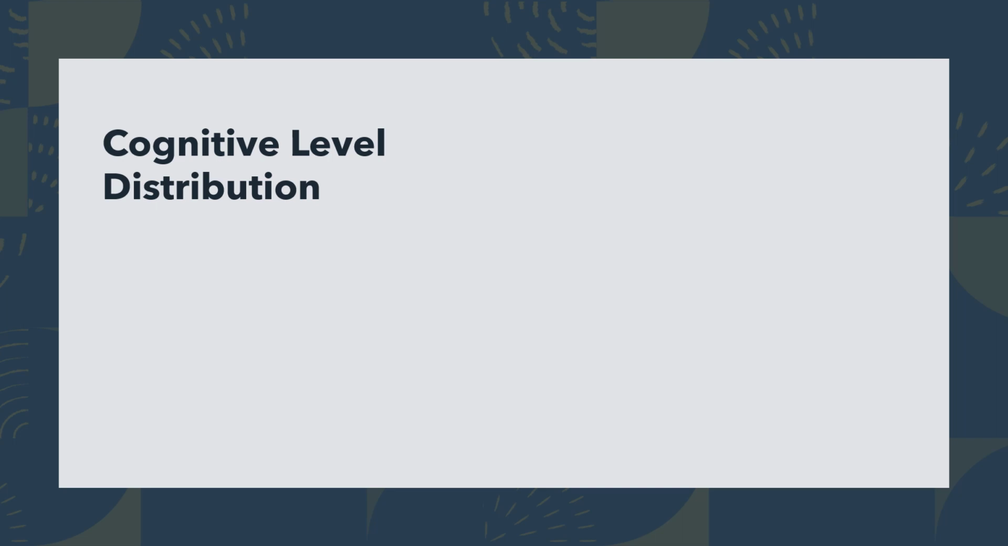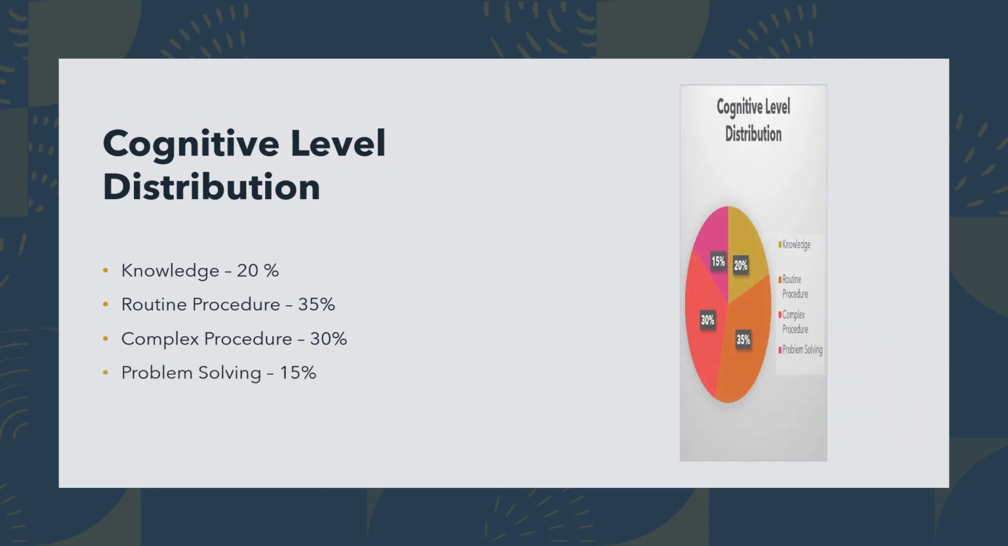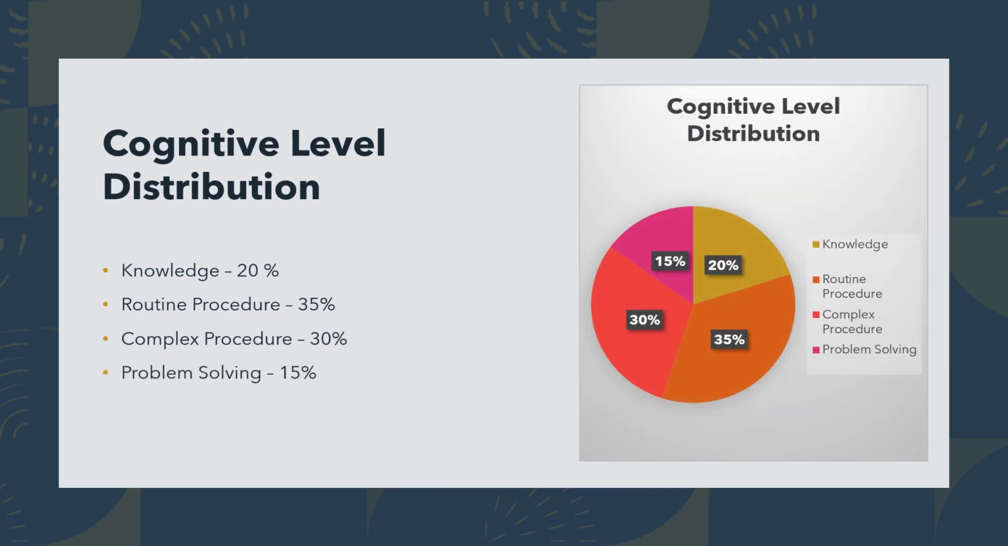According to the CAPS curriculum, the cognitive level distribution is as follows: 20% for knowledge, 35% for routine procedures, 30% for complex procedures, and 15% for problem solving. And here we have a pie chart as a visual aid, where we can see 20% for knowledge, 35% for routine procedures, 30% for complex procedures, and 15% for problem solving.